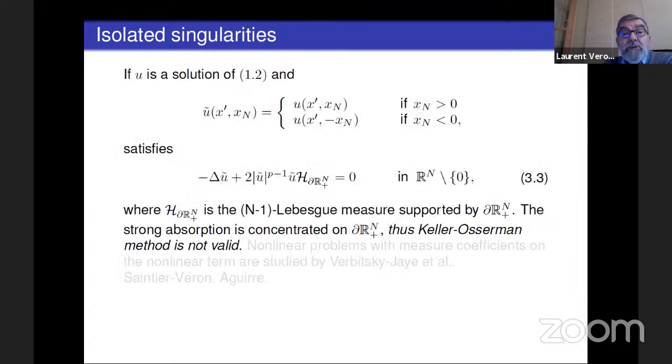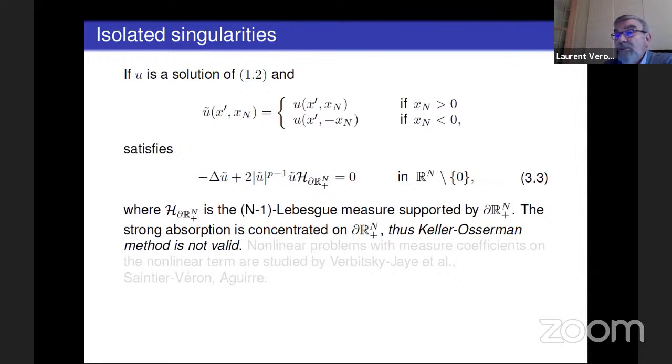Now, a second observation. If I have a solution of a problem in the half space, then I can make an even reflection across the boundary. I define u tilde of (x', xn) to be u of (x', xn) if xn is positive, and u of (x', -xn) if xn is negative. So it's an even reflection.